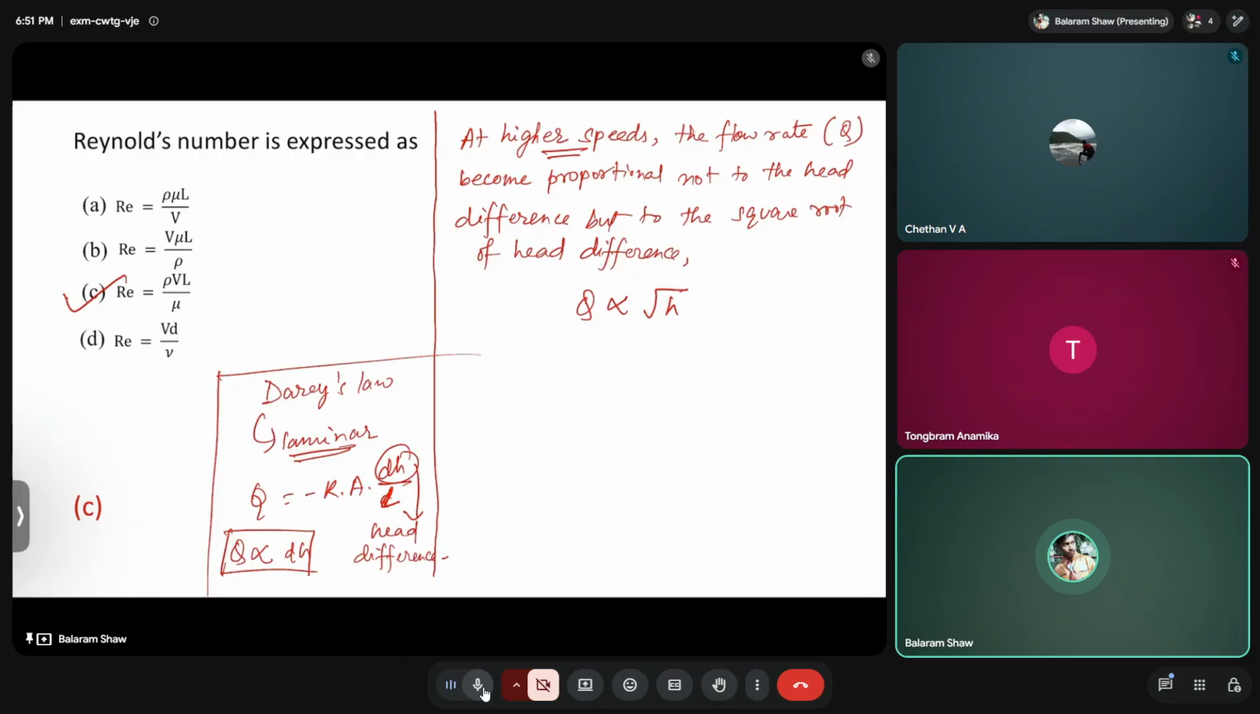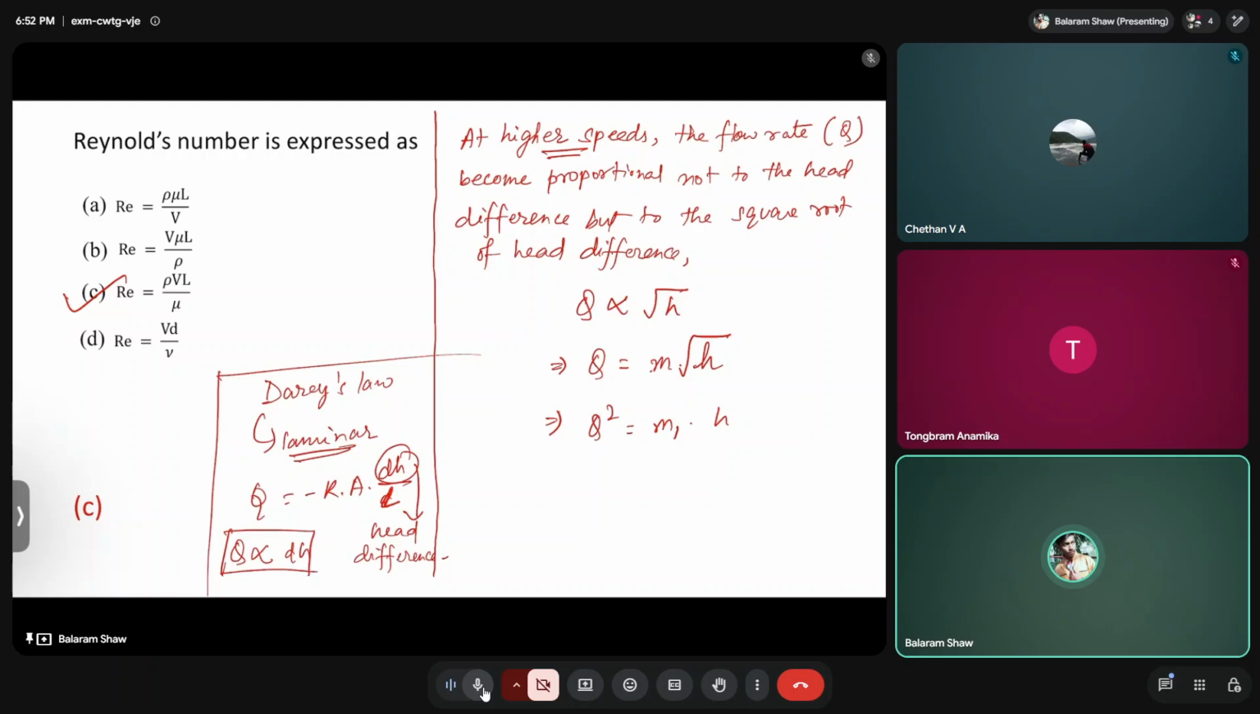Okay, so from this we can write Q equals some constant, I'll write m to reduce confusion. So Q is m into root H, that is Q square is, again, if I write the constant as m1, then m1 into H. Okay, fine. So with this we'll have one question now.